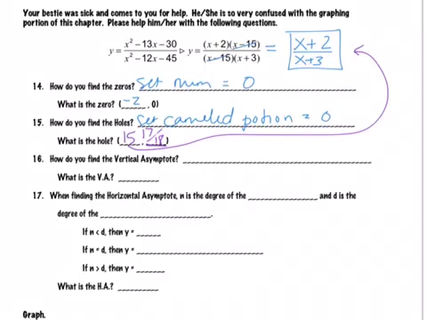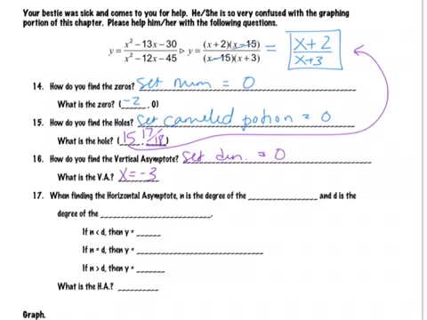How do you find the vertical asymptote? You set the denominator equal to 0. So I look at my denominator, which is right here, and I set it equal to 0, and that would be negative 3. So x equals negative 3.